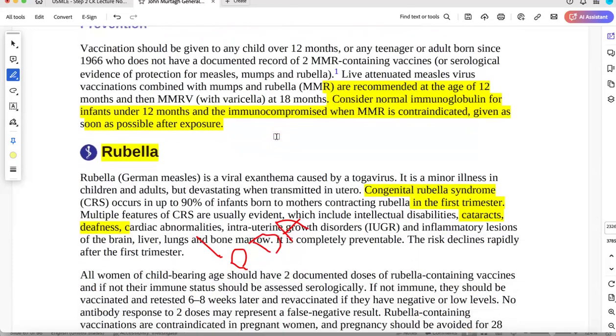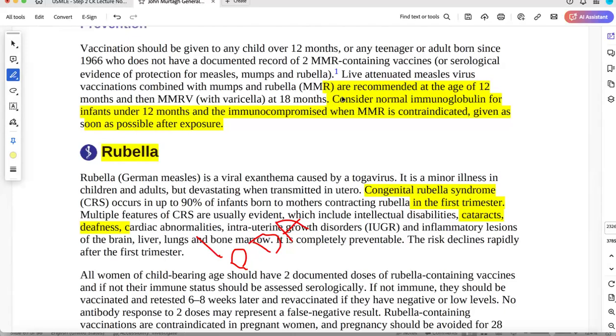Prevention, again, vaccination can be given from the age of 12 months. Measles, mumps, rubella, so MMR, this vaccine is given routinely to everyone at 12 months. And then MMRV, so MMR plus varicella, at 18 months. So this is how we can prevent measles.